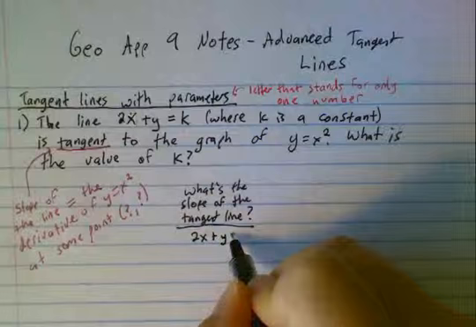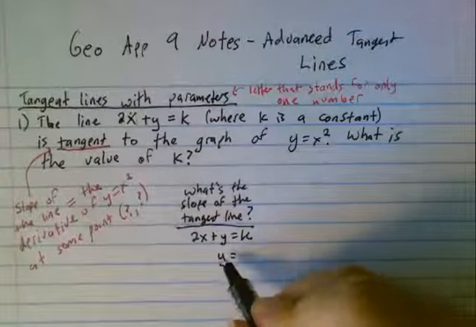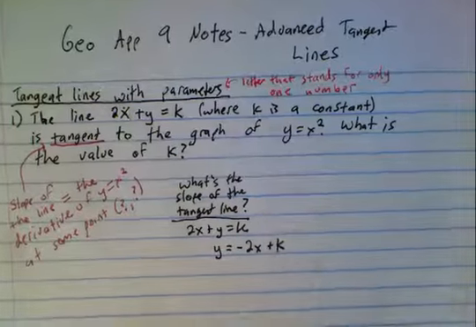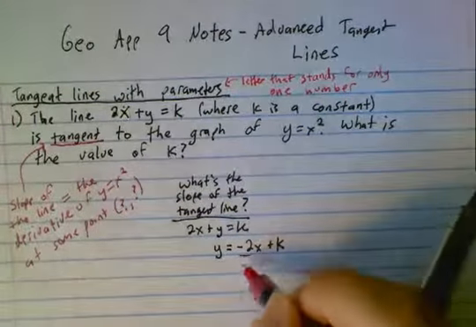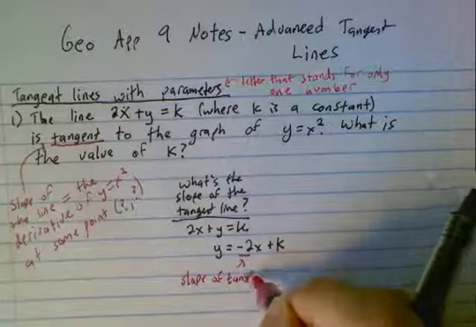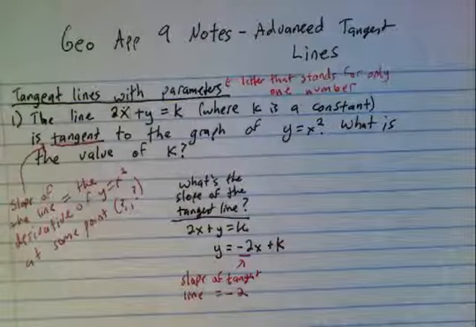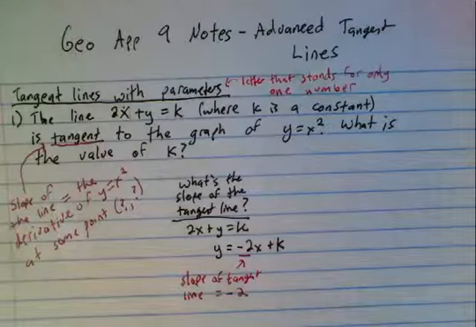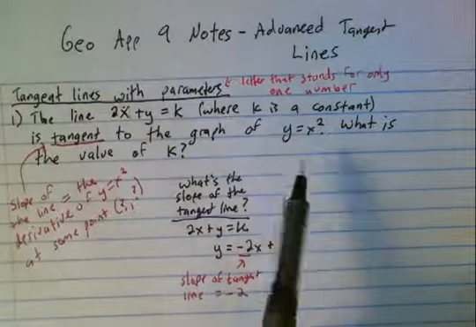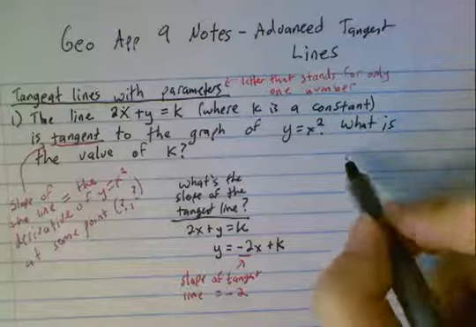Two x plus y equals k. To get slope-intercept form, we simply get y by itself, so y equals negative 2x plus k. So that means that the slope of the tangent line is negative 2. Now, somewhere, for some value of x, we know that y equals x squared is also going to have a slope of negative 2. So let's figure that out.